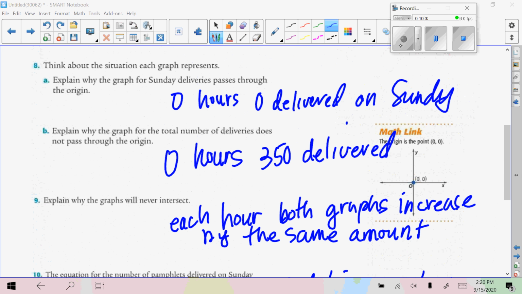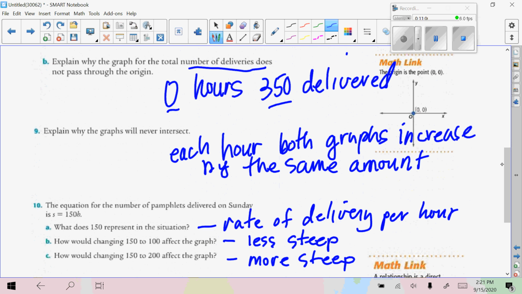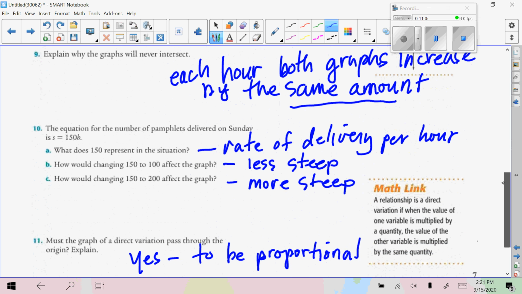All right. Explain why the graph for Sunday deliveries passes through the origin. Well, that's because at 0 hours, there were 0 papers delivered on Sunday. And why the graph for the total number of deliveries does not pass through the origin, that's because at 0 hours, we already had 350 delivered. Explain why the graphs will never intersect. That's because they're both going up by the same amount per hour, the same rate.